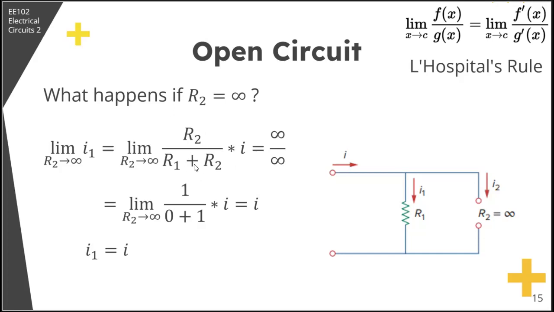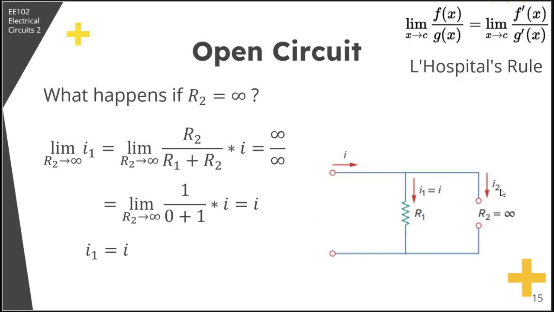For the denominator, the derivative of R1 with respect to R2 is 0, and the derivative of R2 with respect to R2 is 1. So we have 1 over 1 times I, which is I. Hence, our I1 is equal to I. Okay, I1 is equal to I.